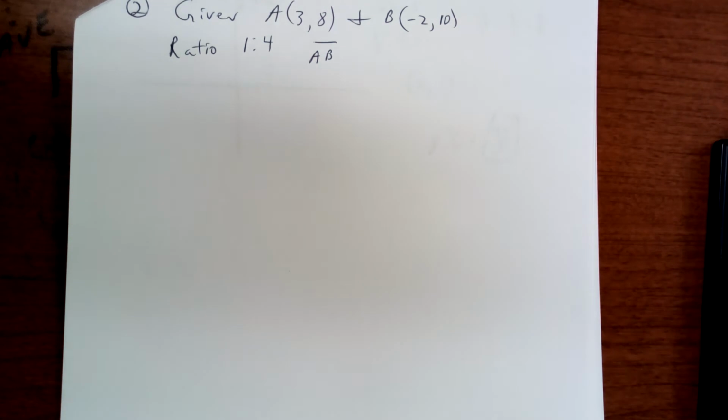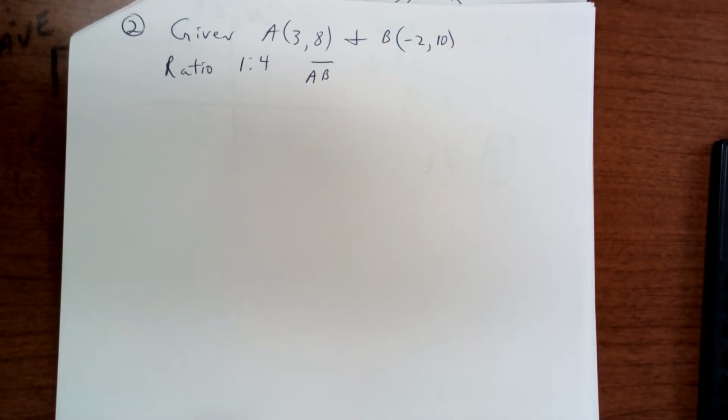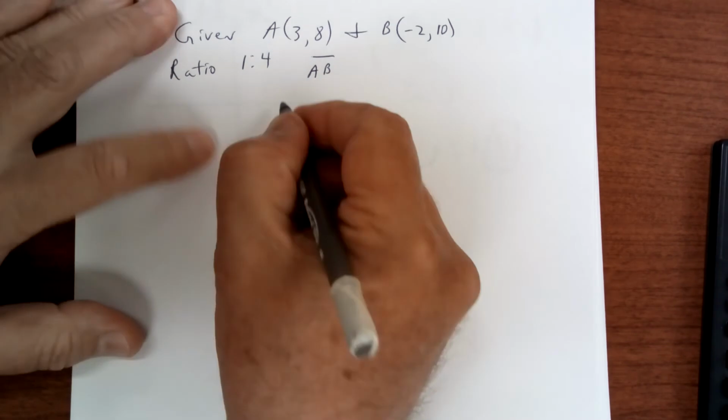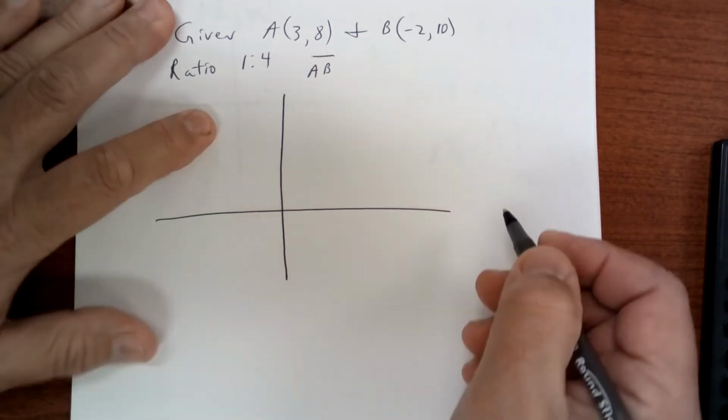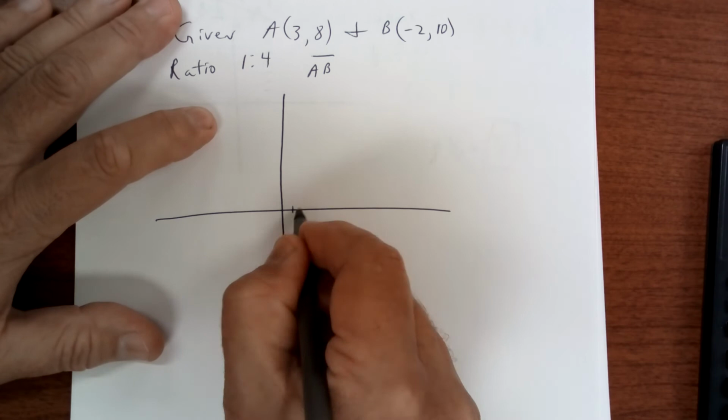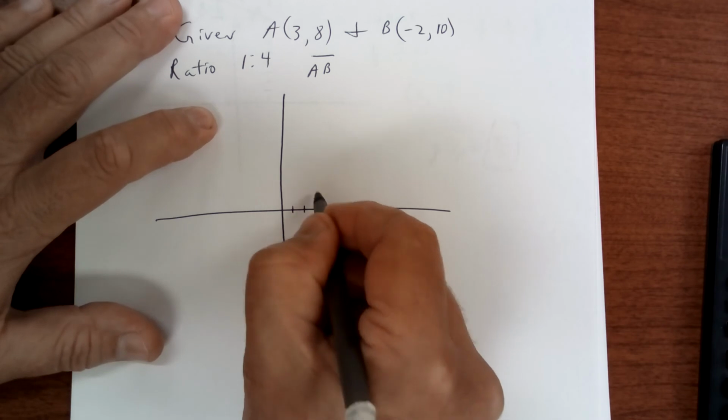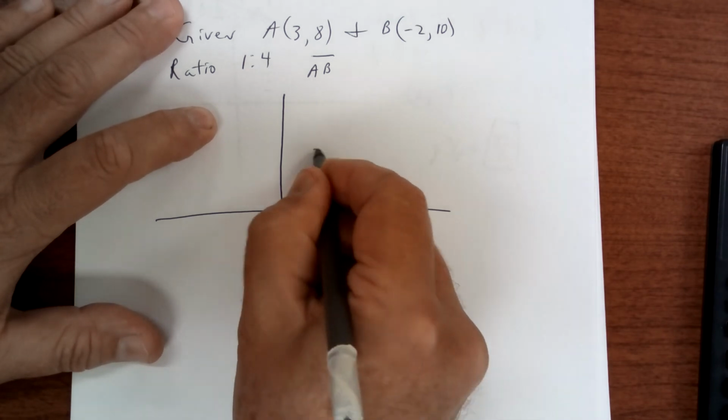Copy this one down. Okay, now this is called segment partition. And remember, I gave you a worksheet on these. These are a little bit harder, so look up here and listen. First thing I would do is graph it. So this one is over 3, and then up 8. 1, 2, 3, 4, 5, 6, 7, 8.